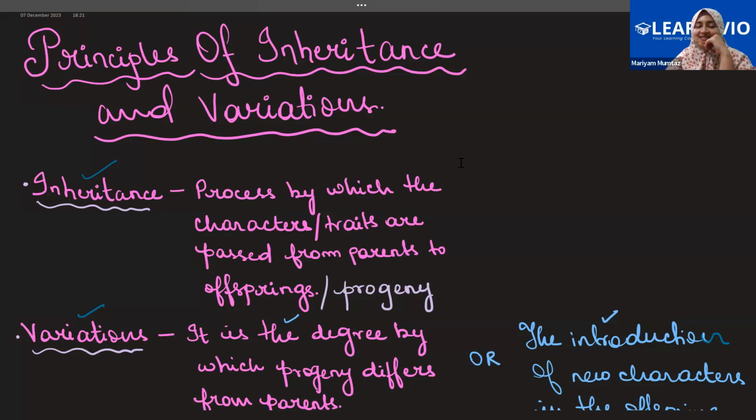Yes, it resembles a lot of 10th, a lot of repetition. Yeah, but with its own depth and everything. Yes, ma'am. So let's start with this chapter only.